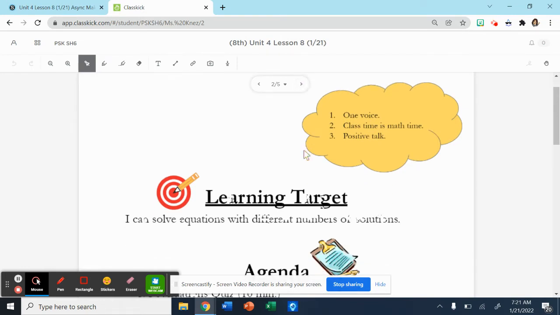Today's learning target was: I can solve equations with different numbers of solutions. Yesterday, we were looking at equations that had 0, 1, or many solutions, and looking at patterns that would help us determine whether equations had that number of solutions. Today, we're going to continue exploring that idea.